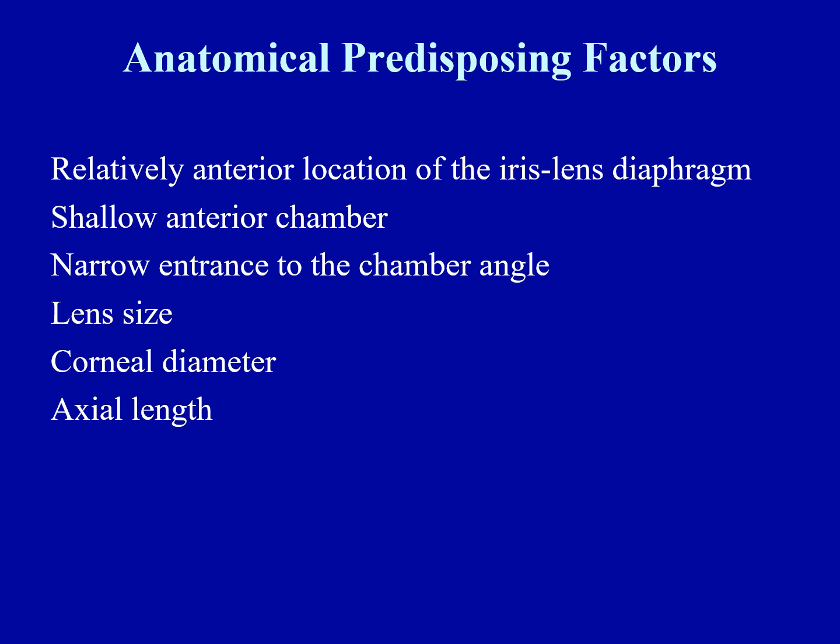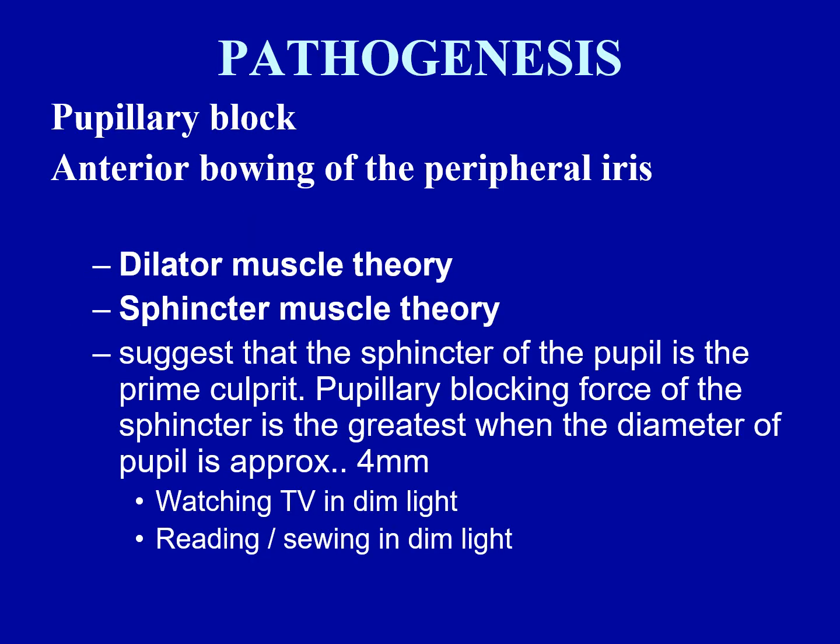Corneal diameter is another factor. The smaller the diameter, the greater the chances of a narrow angle. And axial length, the anteroposterior length, is small, which means the eye is small. In that case also the iris lens diaphragm is forwardly placed and it can predispose to narrow angle glaucoma. The pathogenesis of acute narrow angle glaucoma is pupillary block.